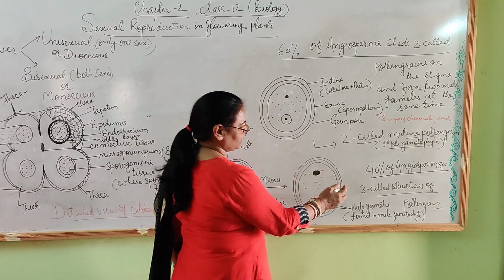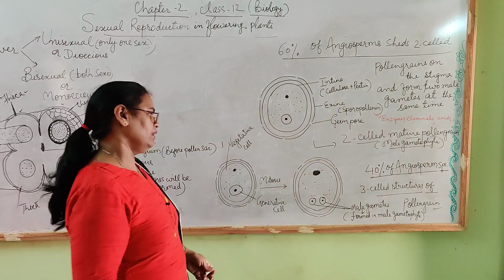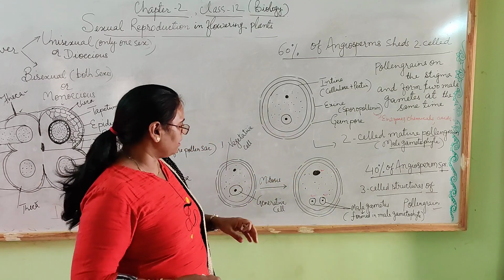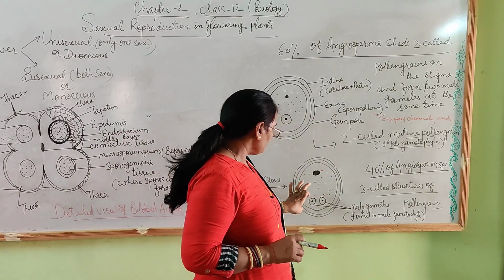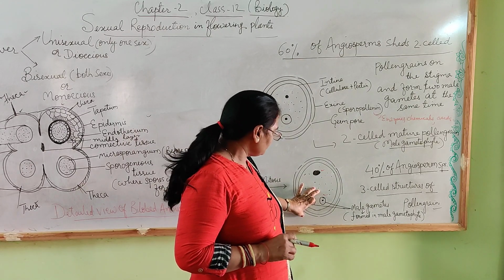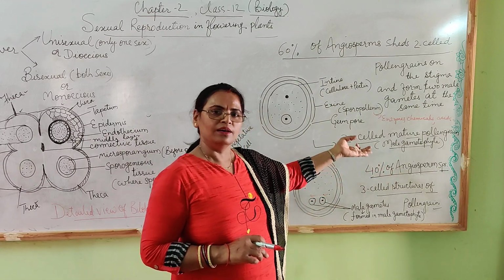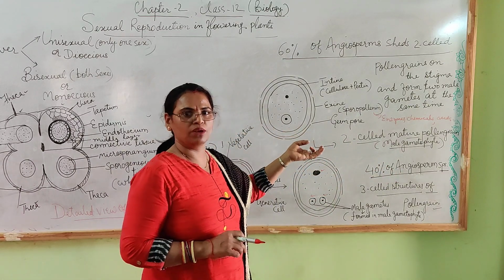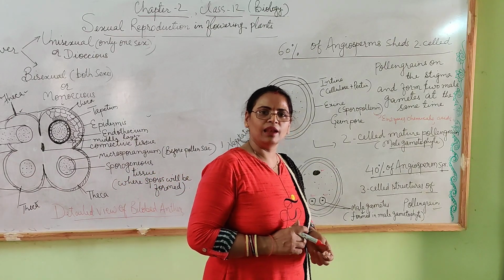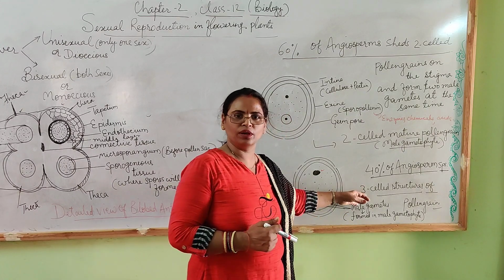So here you can say the three-cell structure of the pollen grain is formed after mitosis, and these get ready after mitosis itself and directly shed on the stigma and start germinating the pollen tube, and with the help of that pollen tube these two male gametes reach the embryo sac.